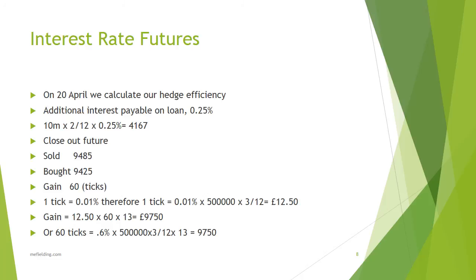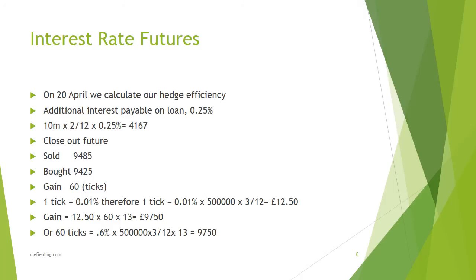£12.50 is 0.01 of a percent multiplied by 500,000 multiplied by 3/12. Right, in the exam, the examiner will usually give you the tick price, so you don't need to do that calculation. In ACCA and ICAEW, they give you tick price usually. So your tick price is £12.50. Right, but remember that you need to know what that means. So you need to be able to calculate that your gain is 60 ticks. So make sure that you're comfortable with that. Again, if you have any questions, please send me an email and I'll go through the pricing with you.